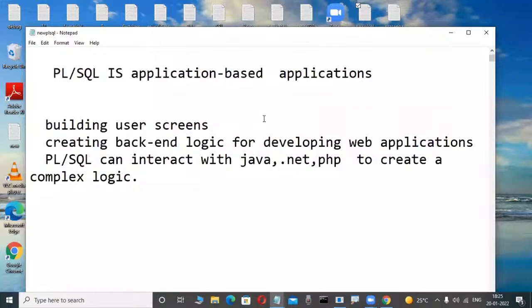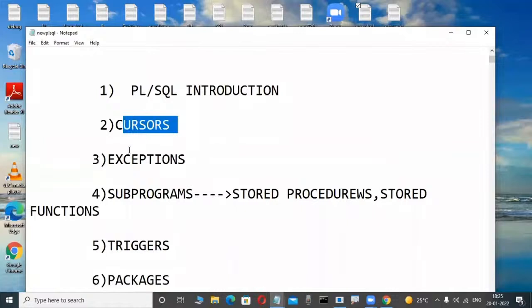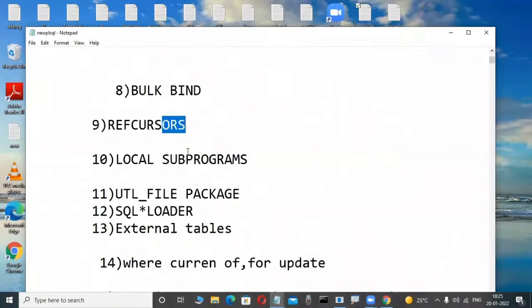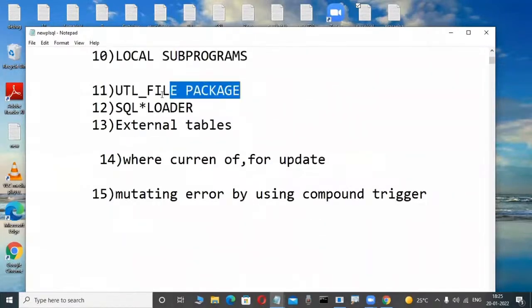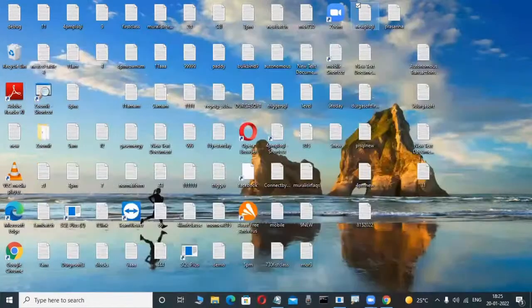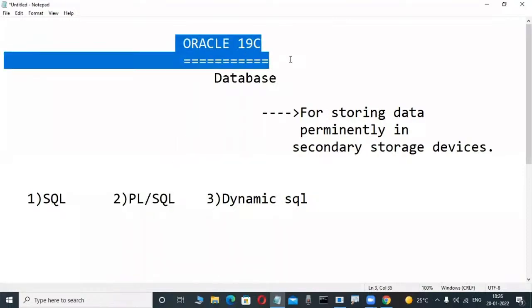In PLSQL you write a little bit of coding: cursors, exceptions, stored procedures, stored functions, triggers, packages, types, collections, bulk bind, ref cursors, local subprograms, UTL file packages, SQL loader, external tables, so many things like this. So much syllabus is there. Don't worry. That's why we first learn the SQL language, and after you get some knowledge, then you learn PLSQL. Through these two languages we are operating this Oracle software.